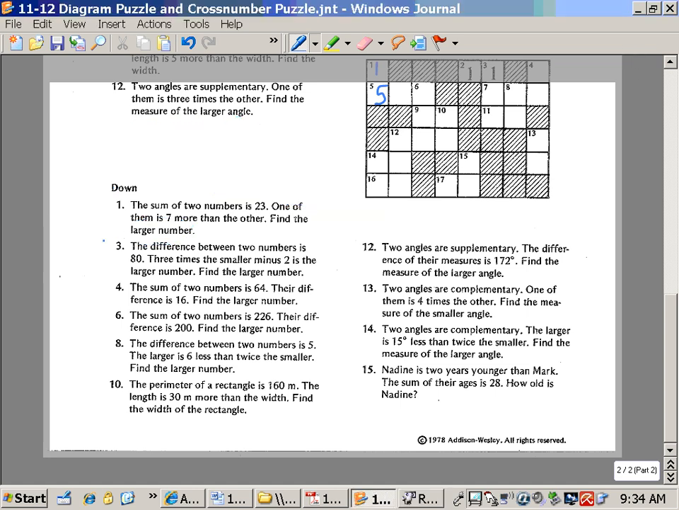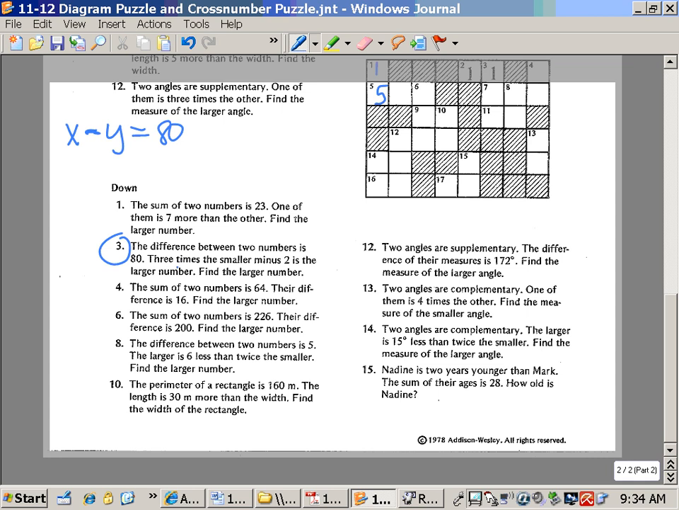Okay, number 3. The difference between two numbers is 80. What do I write? 80. I like x minus y equals 80. You could put 80 equals, but I just like it better that way. Three times the smaller. Now look at x and y. Which one is smaller? Y. Because why? Because it's the minus and 80 is positive. That means y has to be the smaller one.